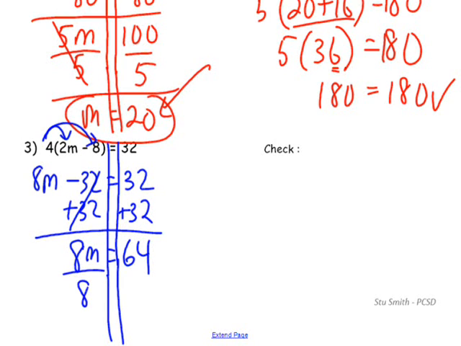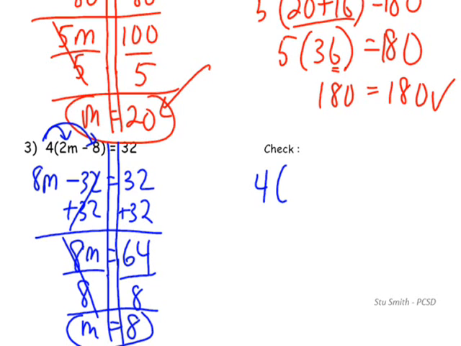So I'm going to divide each side by 8. That'll get rid of the coefficient. So m should have a value of 8. Let's see if we're correct. So I'm going to take my original equation, and I'm going to substitute in my answer of 8 and see if I got it right.